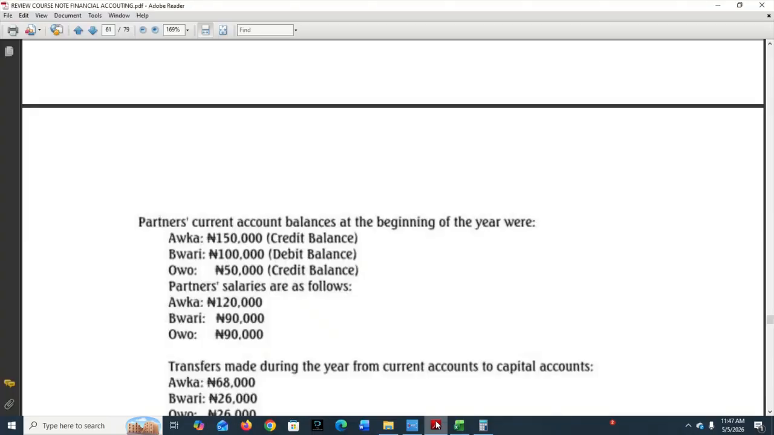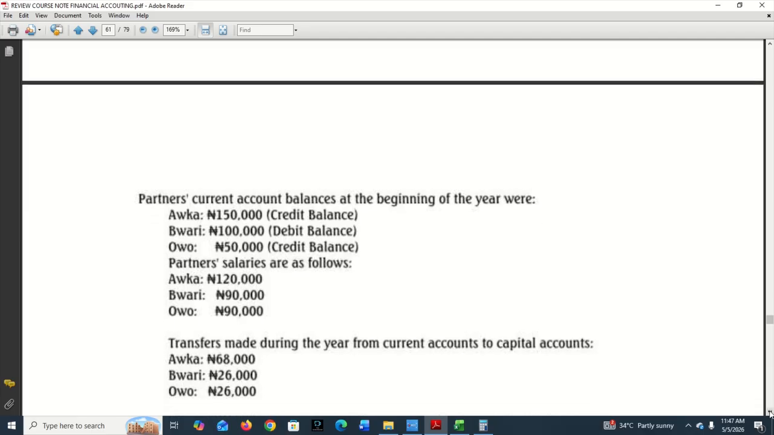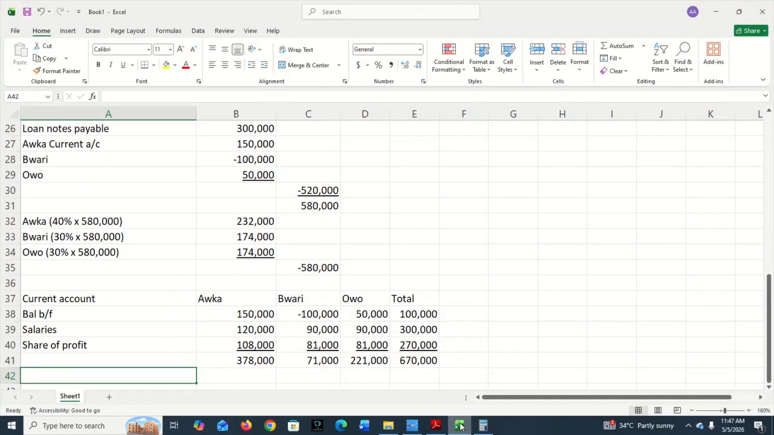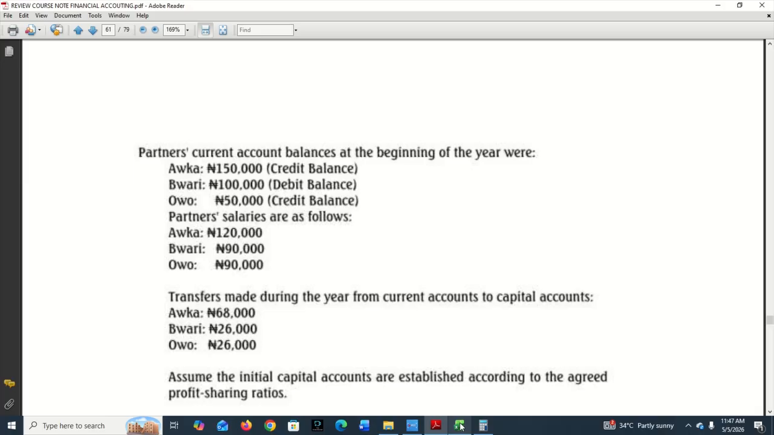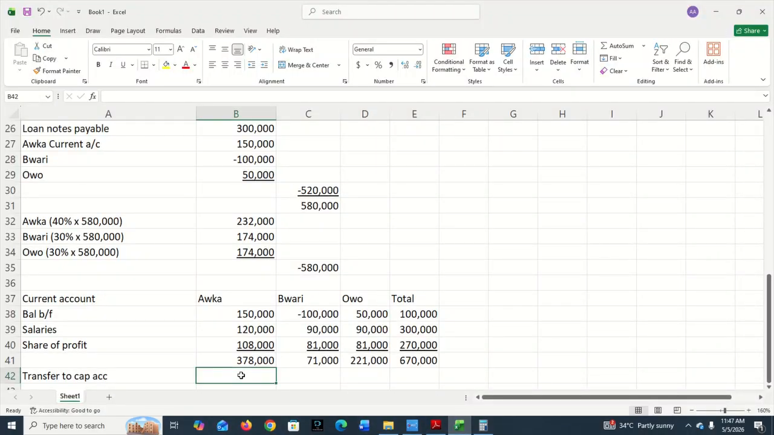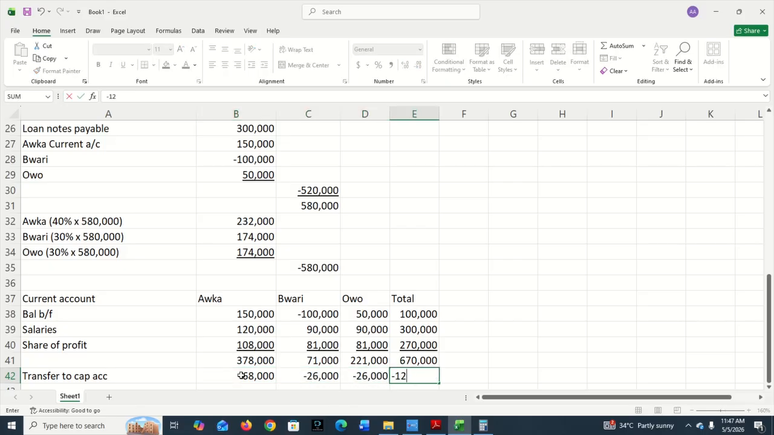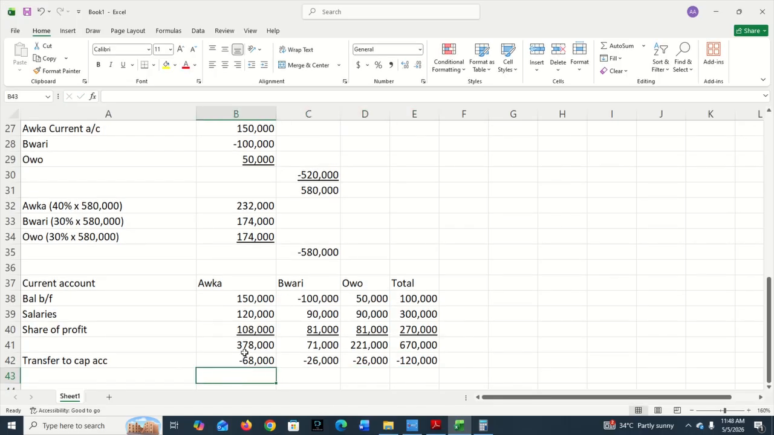So then let's check the question. So they said they should transfer during the year from current account to capital account. So we have to transfer this amount from their current account to their capital account. So we have transfer to capital account. Okay. So how much are we supposed to transfer? 68, 26, 26. So minus 68,000, minus 26,000, minus 26,000. Okay. So if you add the 3, how much is that going to give you? That's going to give you minus 120,000 in total. All right, let's go. How much is that closing balance going to be now?